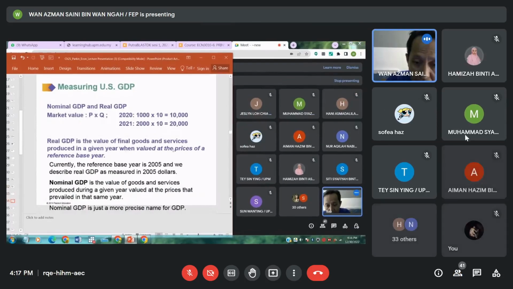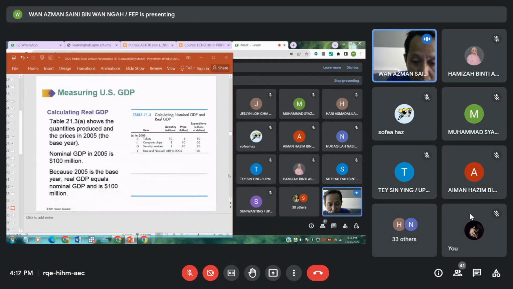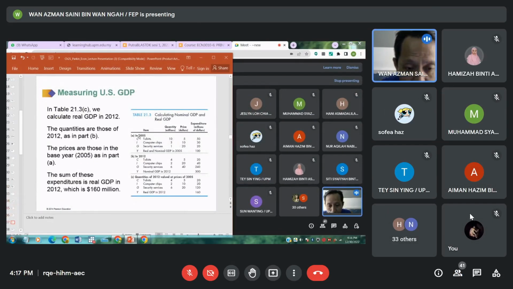Right. So this is an example of how we compute real GDP. Let's say we have these three items in the GDP. We have T-shirts, for consumer spending. We have computer chips, for investments. Security services, for government spending, defense spending. And the quantities in millions are 10 million T-shirts, 3 million, and 1 million, and the prices are 5, 10, 20. This is for the year 2005.